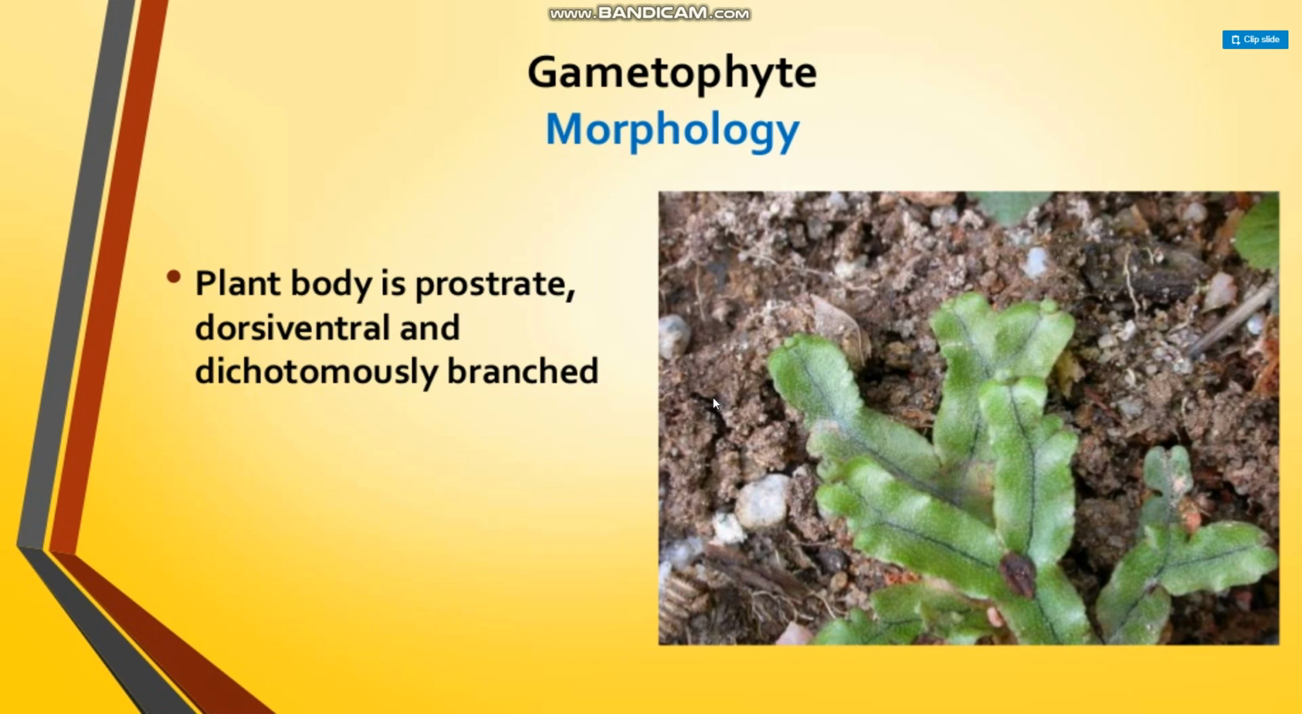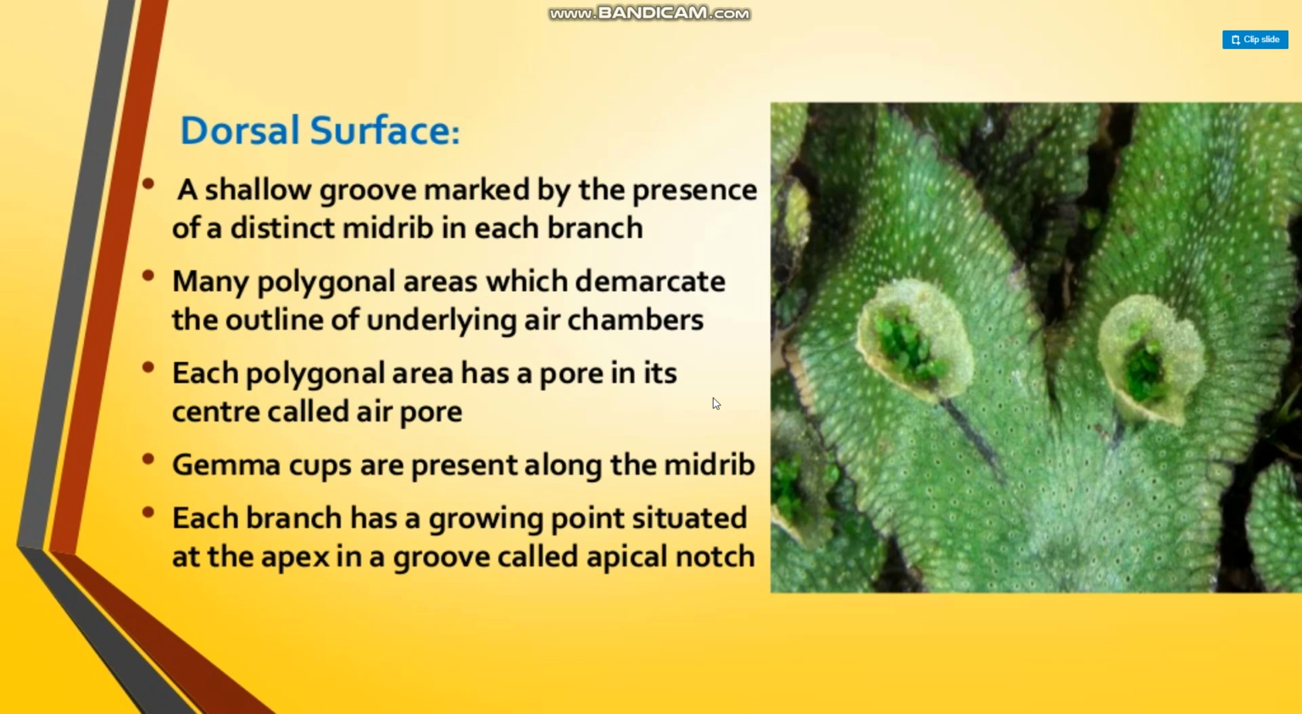Gametophyte morphology. So plant body is prostrate, dorsiventral and dichotomously branched. Dorsal surface: a shallow groove marked by the presence of a distinct midrib in each branch, with many polygonal areas which demarcate the outline of underlying air chambers. Each polygonal area has a pore in its center called air pore, and gemma cups are present along the midrib, and each branch has a growing point situated at the apex in a groove called apical notch.